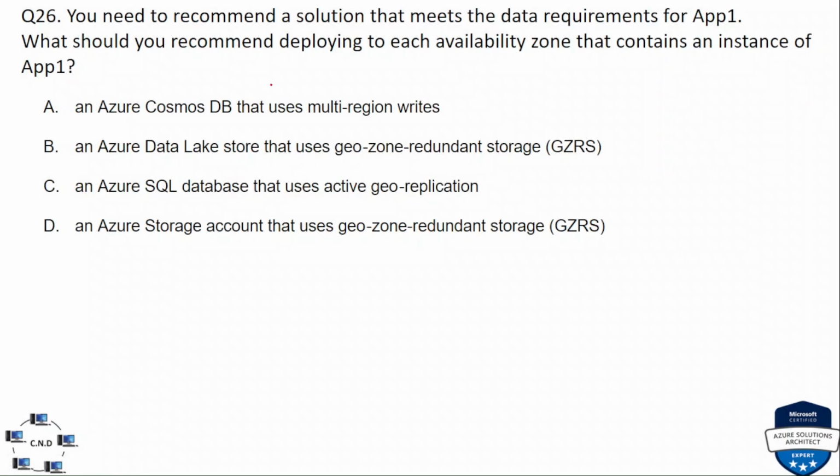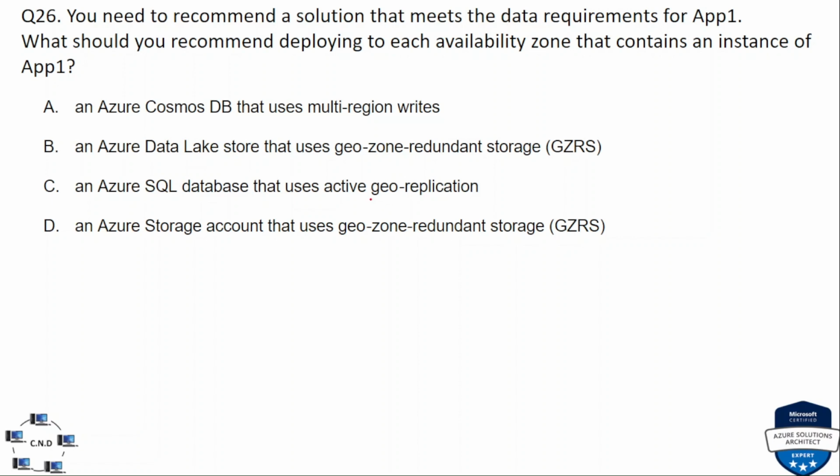Question number 26 is that you need to recommend a solution that meets the data requirements for application 1. What should you recommend deploying to each availability zone that contains an instance of application 1? And the options are A. An Azure Cosmos DB that uses multi-region writes, B. An Azure Data Lake Store that uses GeoZone redundant storage, C. An Azure SQL database that uses active geo replication, and D. An Azure storage account that uses GeoZone redundant storage arrays.